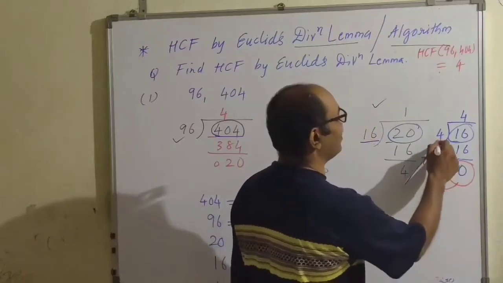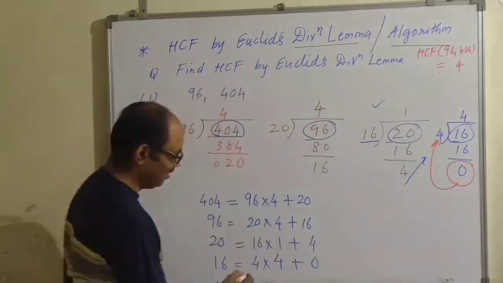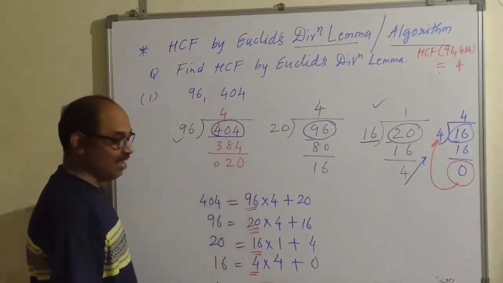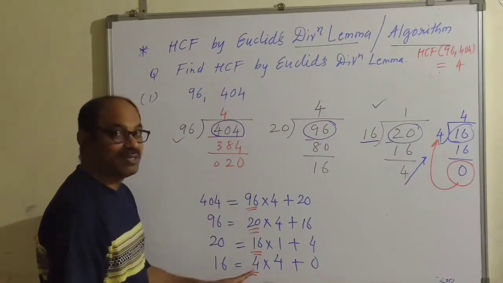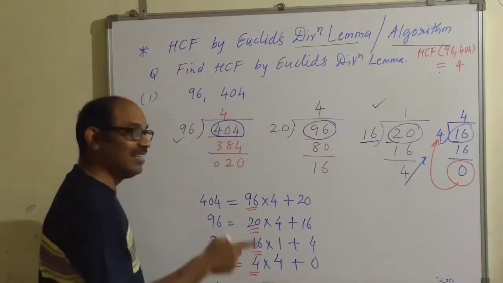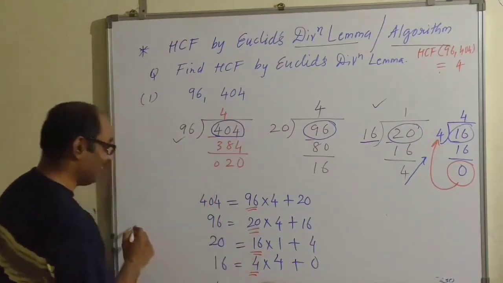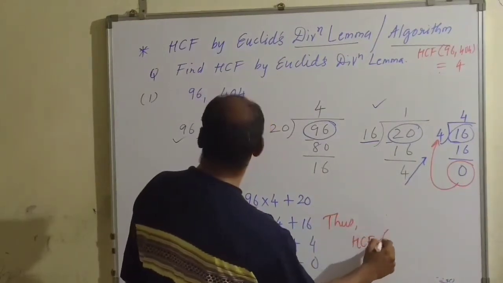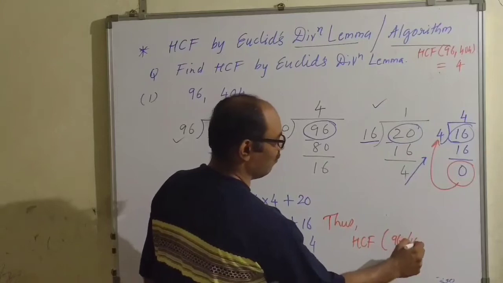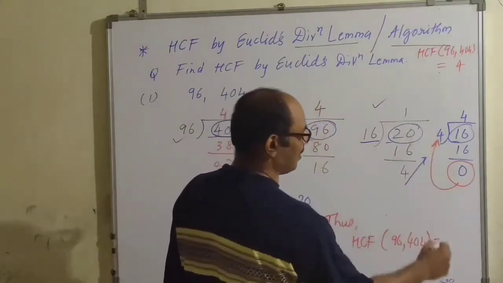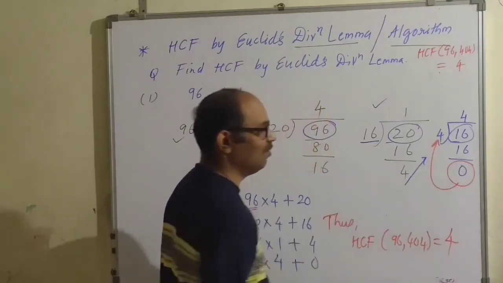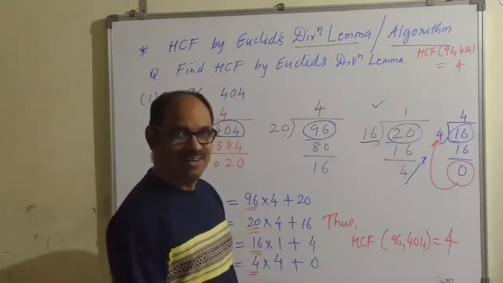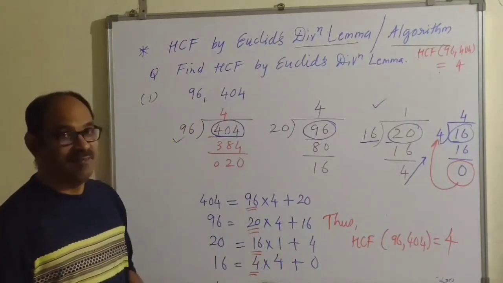See, the last division that gives you remainder 0. What is the divisor in that case? Yeah, that's why I told you, first you should write the divisor only. Then only you will know what is the divisor in the last case. And that divisor is HCF. Thus, HCF of 96 and 404 is the last divisor where you got remainder 0, that is 4. Check out, the divisor is 4. Got it? So this is Euclid's division lemma.